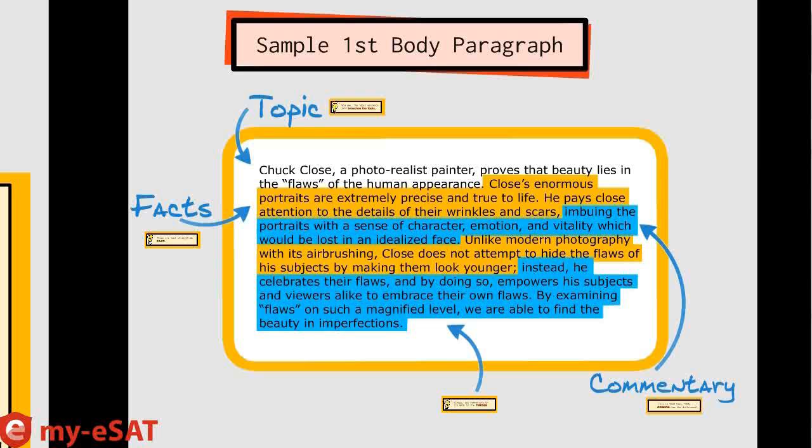And now the remainder of the sentence is all commentary. It reads, Instead, he celebrates their flaws and by doing so empowers his subjects and viewers alike to embrace their own flaws. By examining flaws on such a magnified level, we are able to find the beauty in imperfections. Okay, great. So all of that was my own commentary. It was my take on the situation.